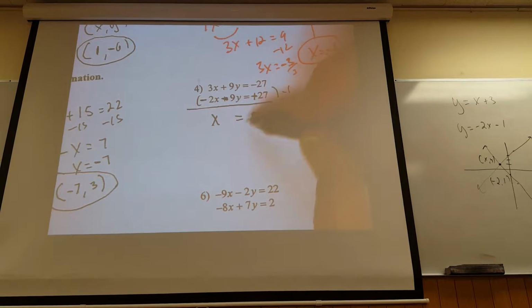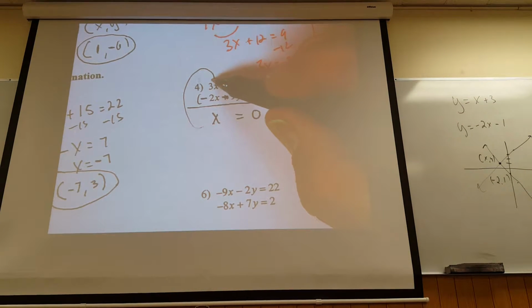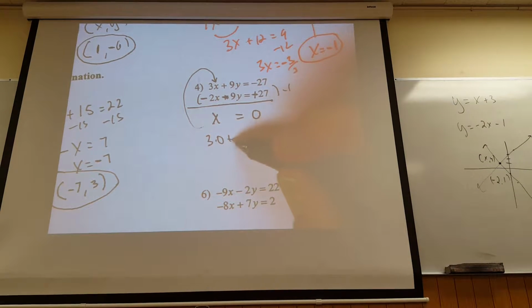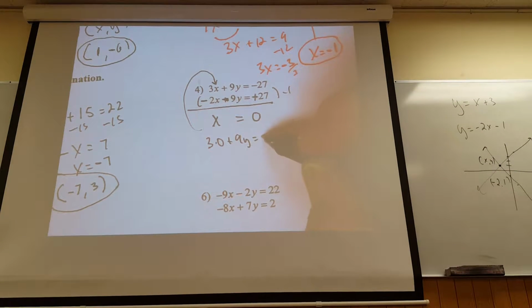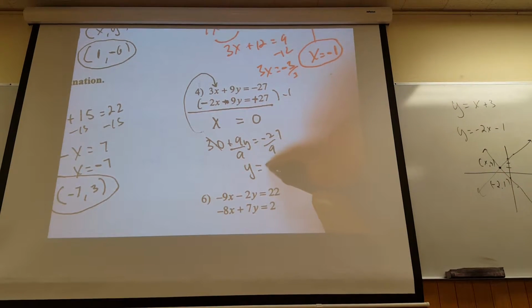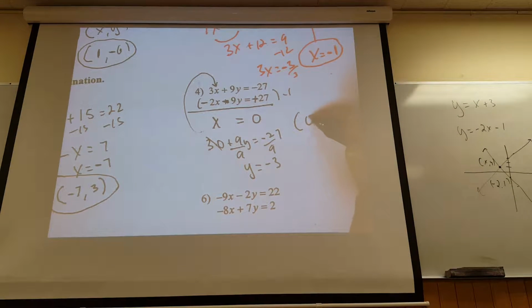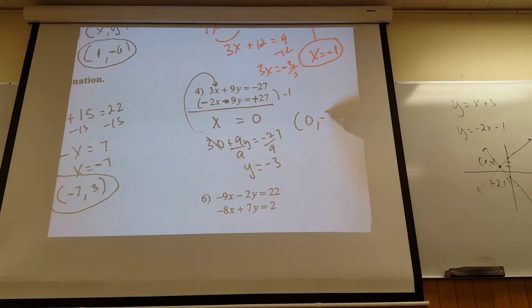So when you put 0 in either equation, like the top, you get 3 times 0 plus 9y equals negative 27. That goes out. You divide by 9, so y would equal negative 3. So your answer is 0 for x, negative 3 for y.